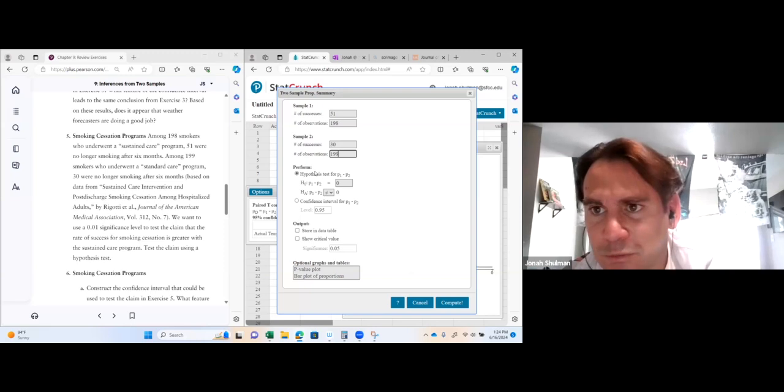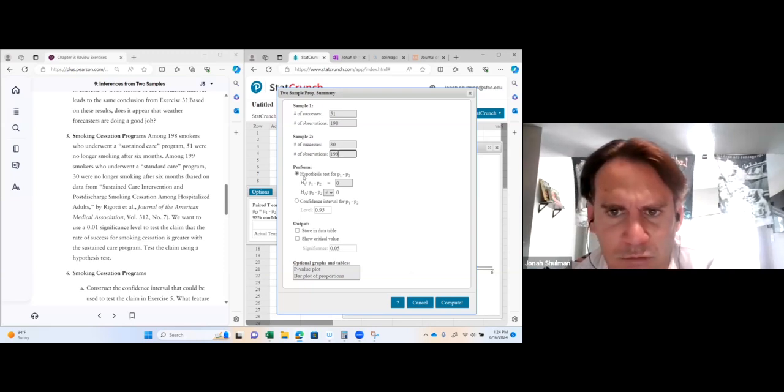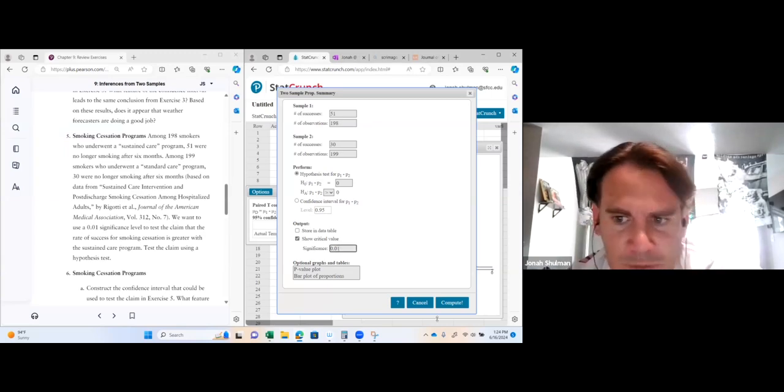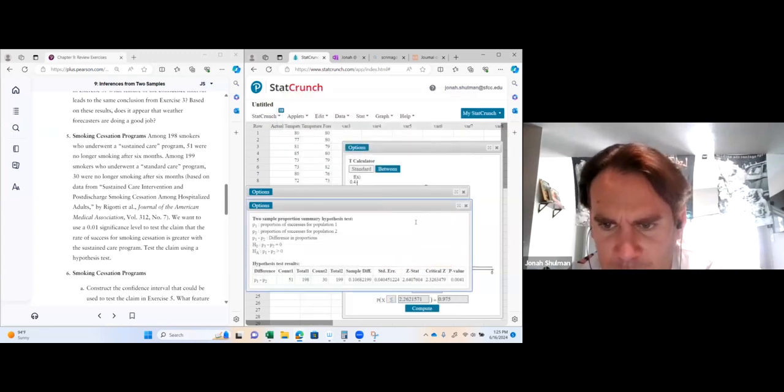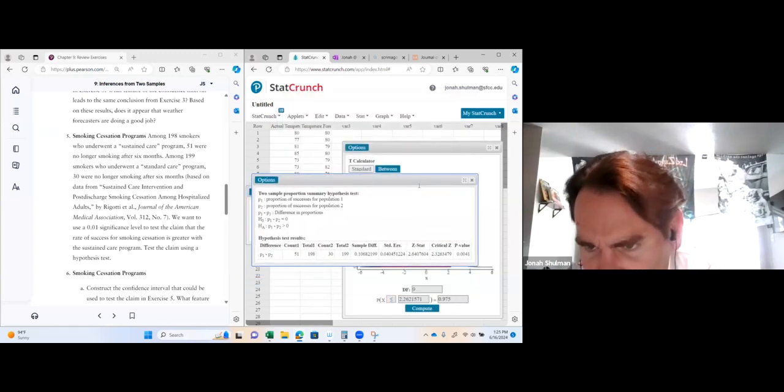They probably had 200 people in each, and a couple people dropped out. And it's not that it's not equal. We're claiming that 1 is going to be greater. And we have to use our significance at what level? 0.01. So that's what it says. So let's compute that. All right. Is it significant? Yeah, it is.